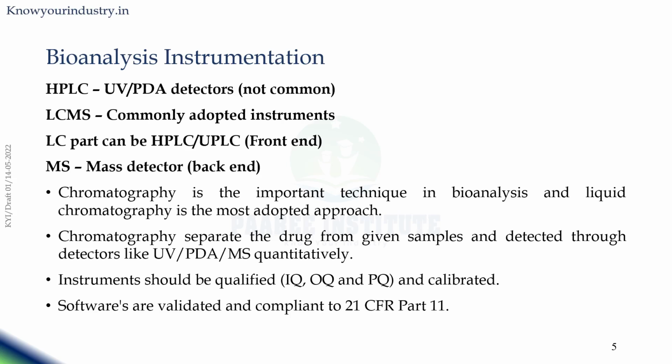Then the software used for the chromatographic construction as well as the estimation of the compound should be validated for the computer system validation, and it should be compliant with the guidelines prescribed in 21 CFR Part 11, which is the US FDA guidelines. So this is prescribed for the computer systems. So it has to comply. There should be audit trails. So each and everything you deal with in the software will be recorded. Any changes, anything you add, delete, everything will be recorded and captured in the audit trails. So this is how the instrumentation of the bioanalysis is being described for the bioequivalence studies.